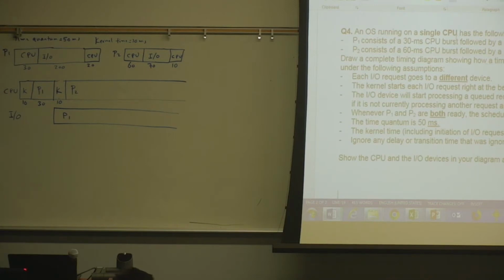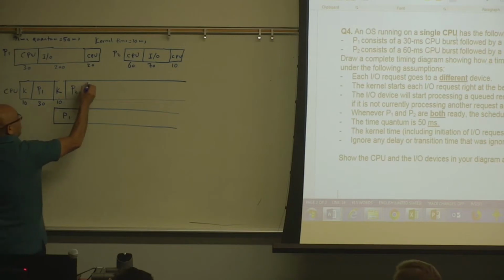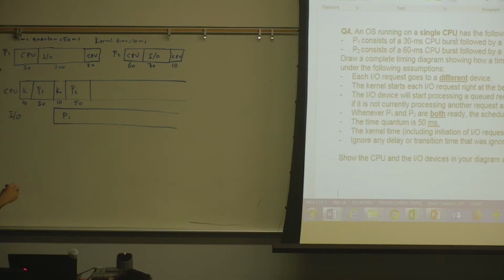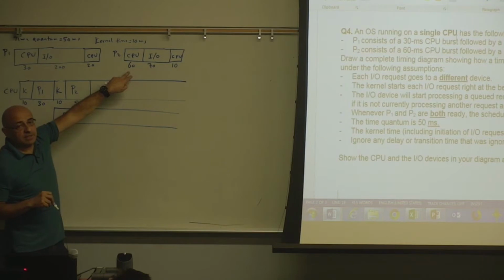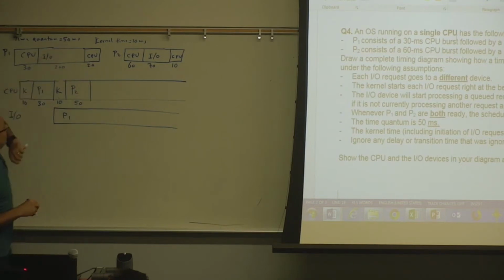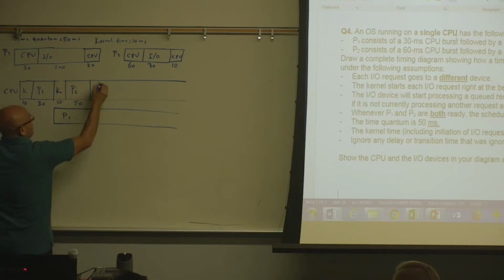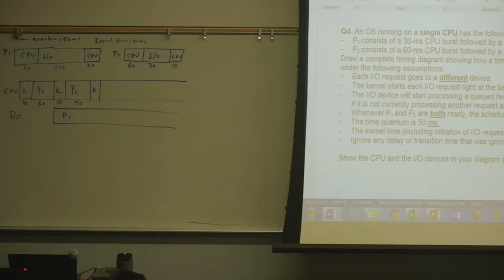Then for how long will P2 have the CPU? For 50, yeah. This is an important point. It's going to have it for 50, because the time quantum is 50. So its CPU burst is 60, but the system is going to give it 50. Then it will get another time quantum. Then the kernel gets the CPU. Then it will look at the ready queue, and it will find P2 only in the ready queue. So it's going to give P2 another time quantum.